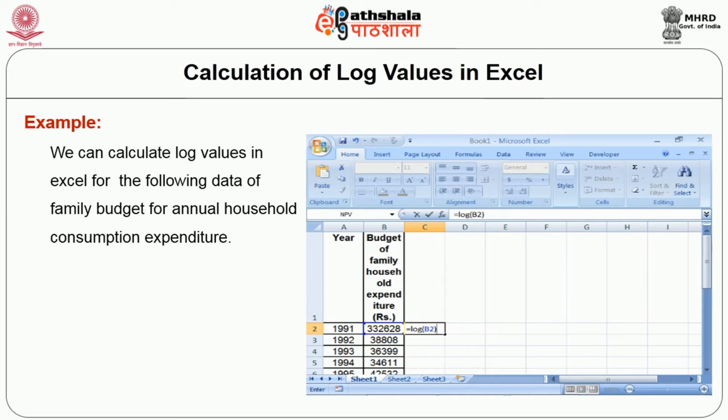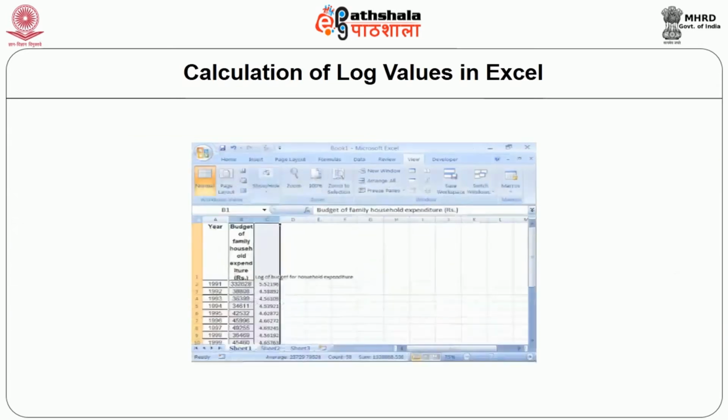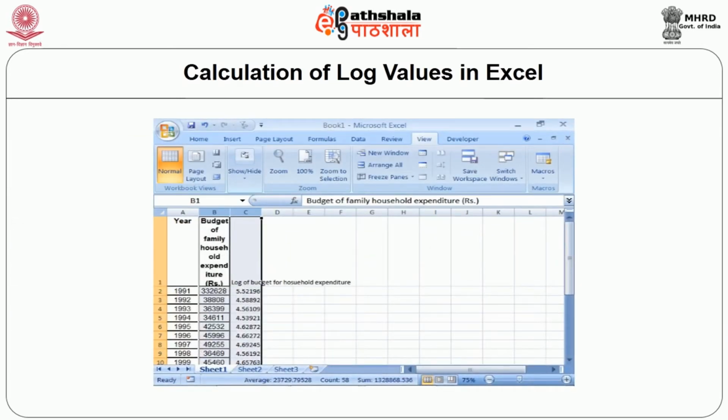Enter the formula in cell C2 as equal to LOG(B2). Then copy this formula and paste it from cell C3 to cell C29, or drag the cell address from C2 up to C29. The log values will be displayed for all the given values.